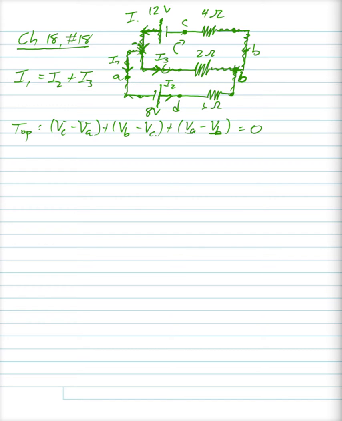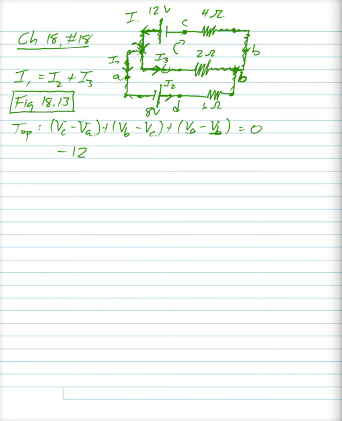Now if you look at figure 18.13 in your book, it tells you the sign conventions to use for these things. So let's start with VC minus VA. The potential at C is going to be lower than the potential at A, because A is at a positive potential and C is on the negative terminal of the battery. So VC minus VA, C is lower, so that's going to be minus 12.